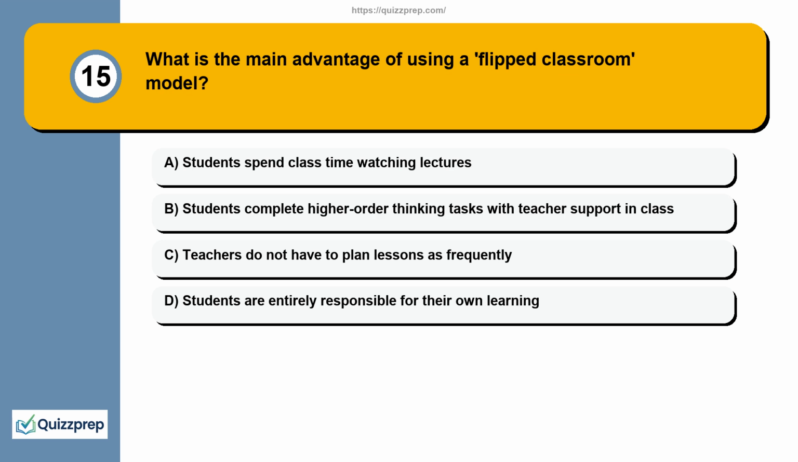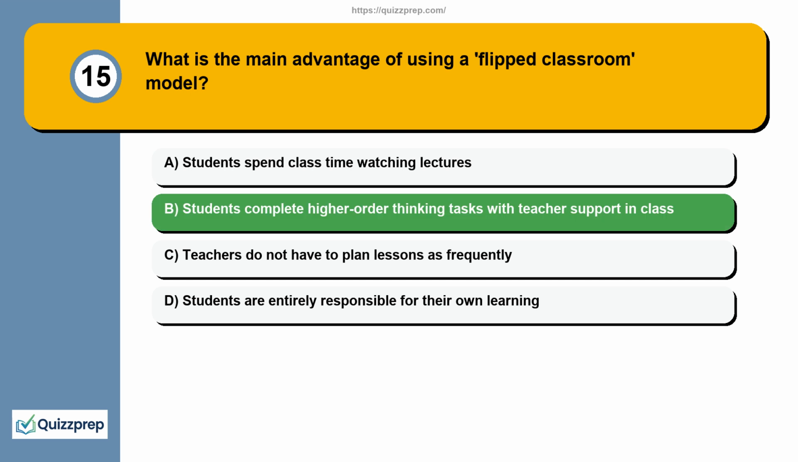Question 15. What is the main advantage of using a flipped classroom model? Here are your options. Option A. Students spend class time watching lectures. Option B. Students complete higher-order thinking tasks with teacher support in class. Option C. Teachers do not have to plan lessons as frequently. Option D. Students are entirely responsible for their own learning.